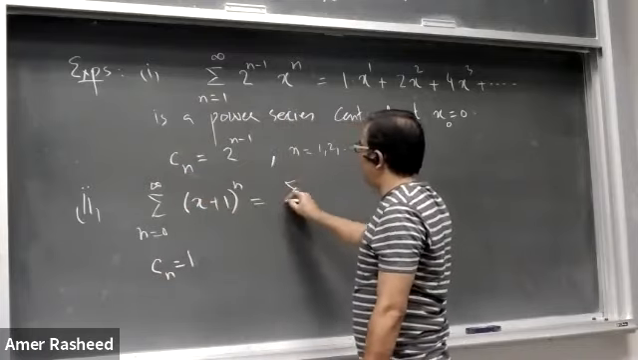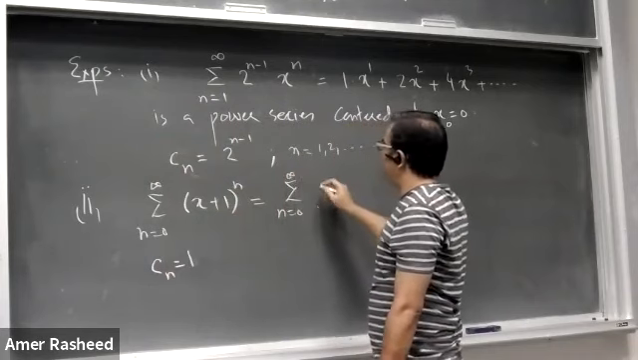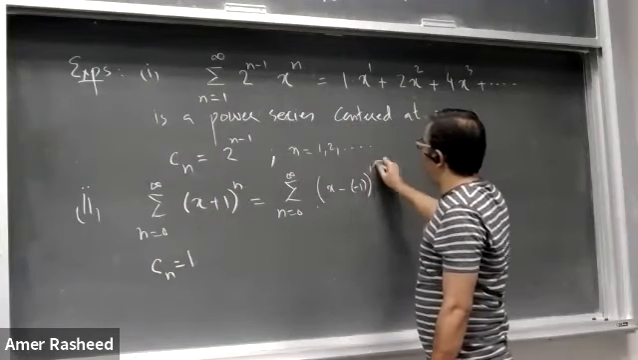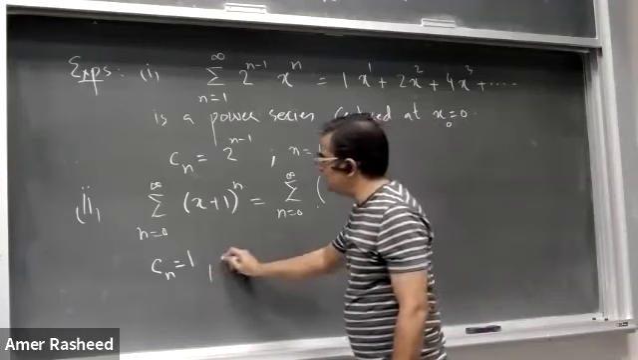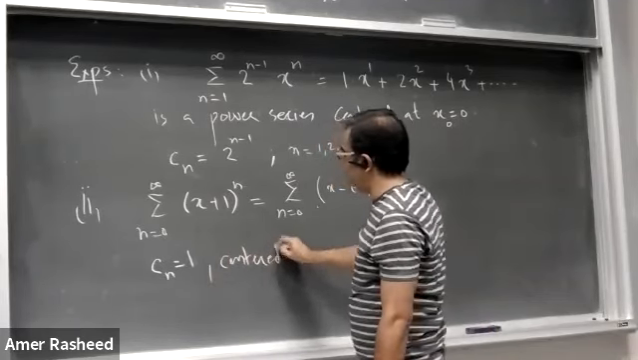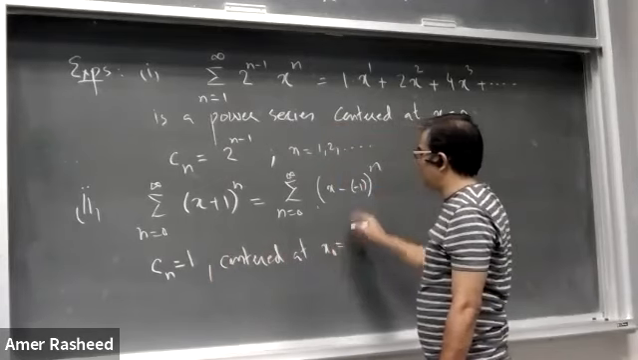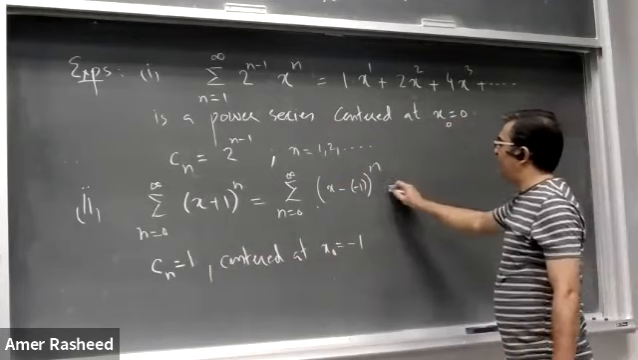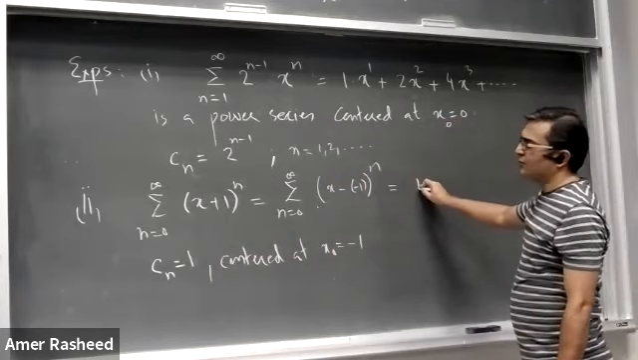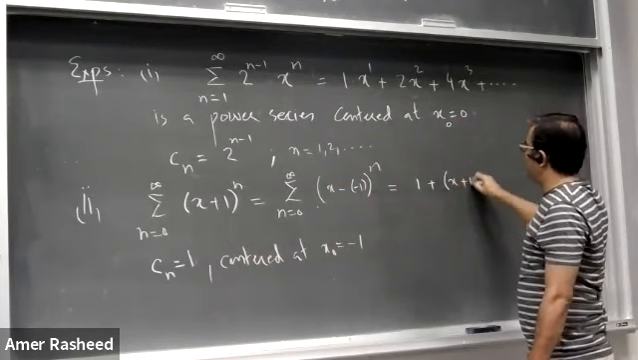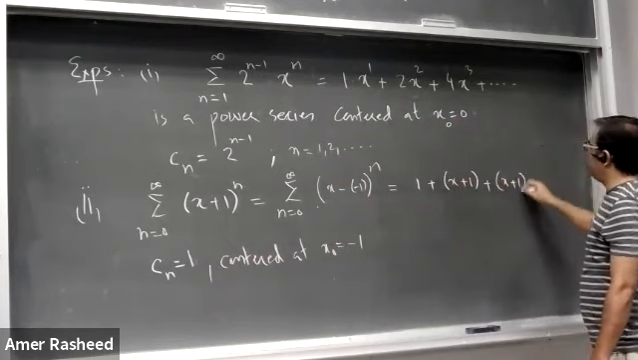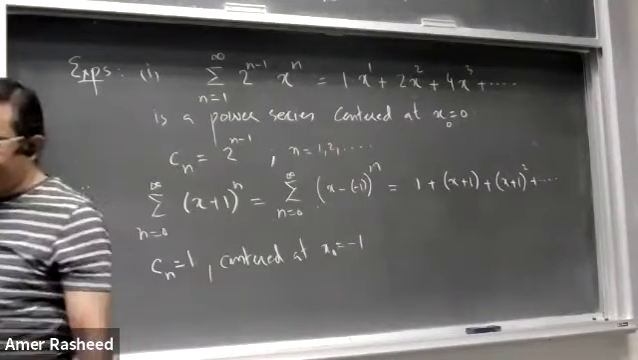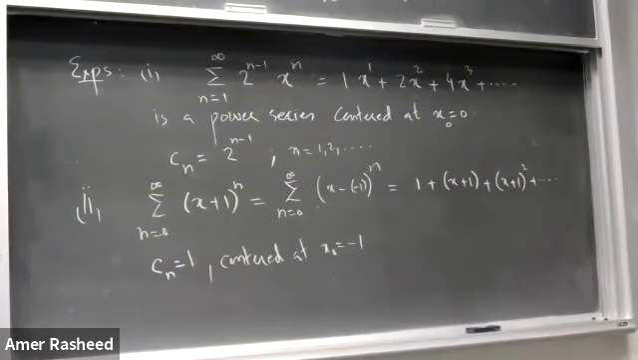And how can we write it? We can write it as n from 0 to infinity x minus (-1) whole power n. So it is centered at x naught, where x naught is -1. This is again a power series. When we put n equal to 0, we get 1, plus x plus 1, plus x plus 1 whole square, plus so on. So this is the form of the power series. I hope you get it.